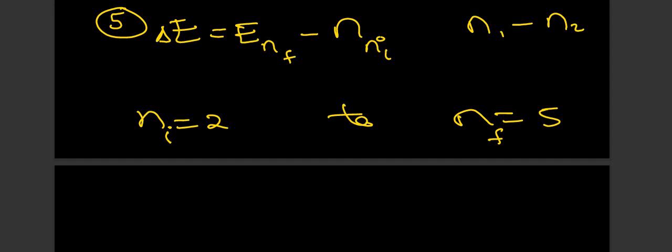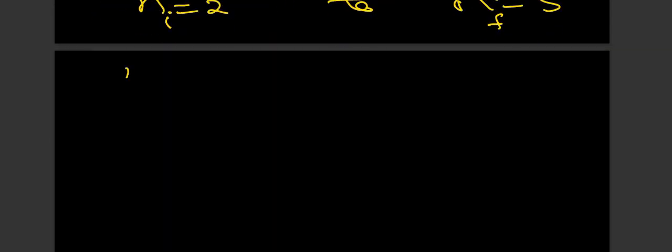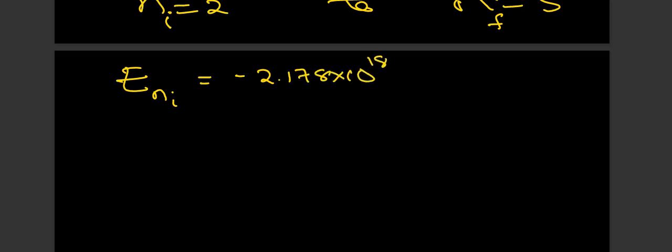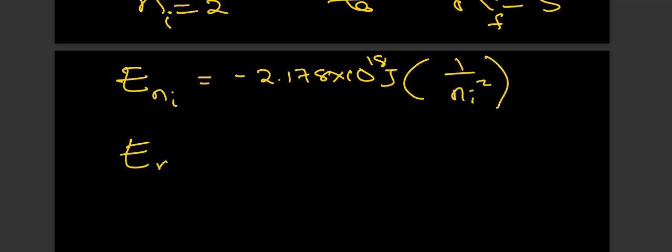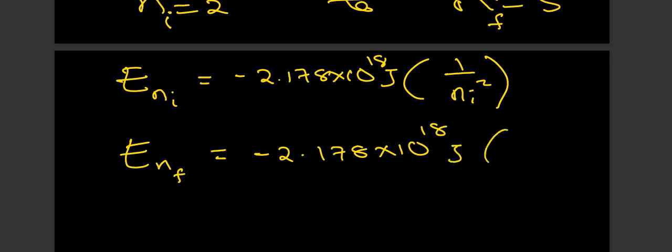Since we know the energy in a shell, I'll call this n initial, is going to be negative 2.178 times 10 to the power 18 joules, times 1 over n initial squared. Then the second one. I'm trying to show you where the formula comes from, because there are two options of the formula that I'm going to give you. So this is the final.